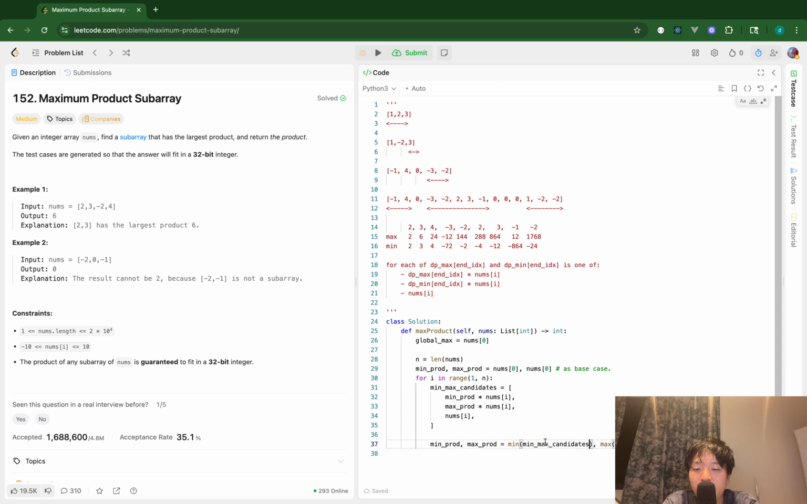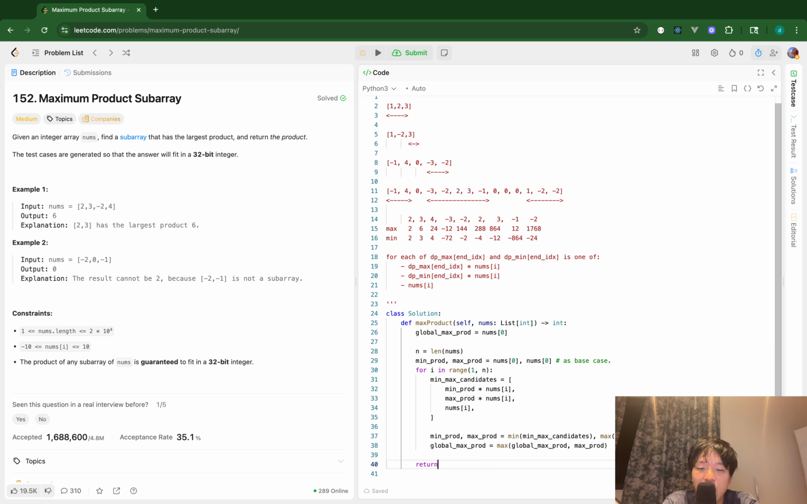Okay, let me name it in this way. So in this way, I get min product and max product, which ends with this index I. So I update global max with this. Then in the end, I will return global max product.